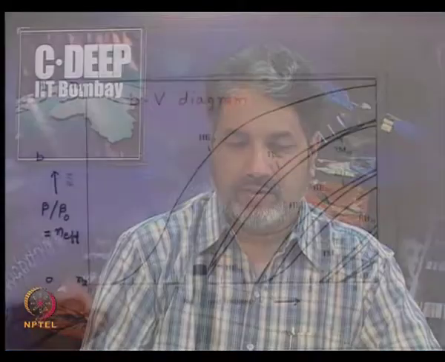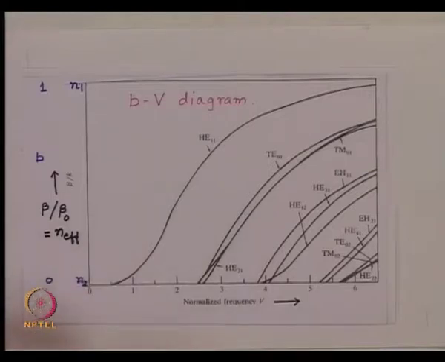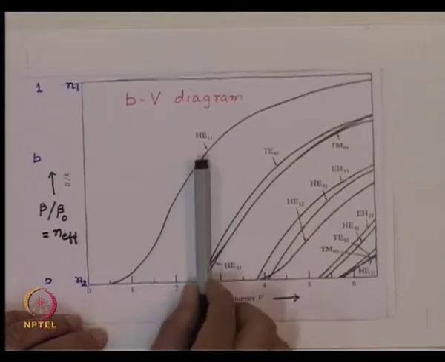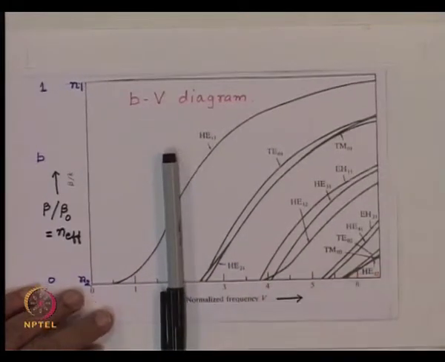So, what that means is that if you want to have a single mode operation on the optical fiber, then since the V number has to be less than 2.4, I have to operate somewhere in this range, somewhere here.